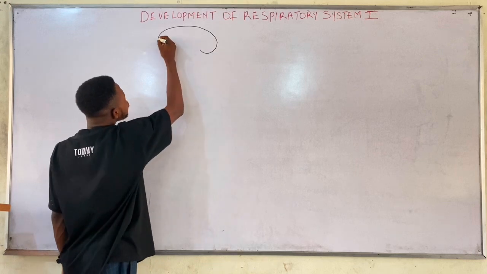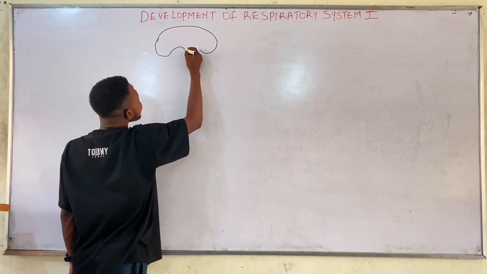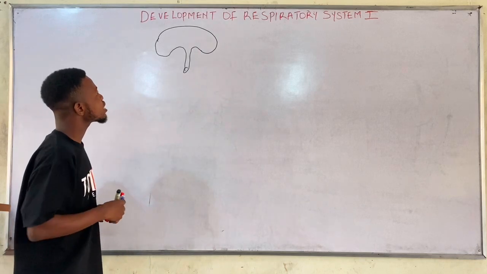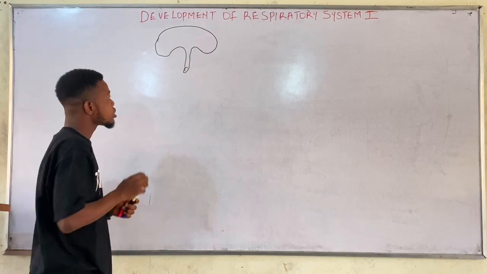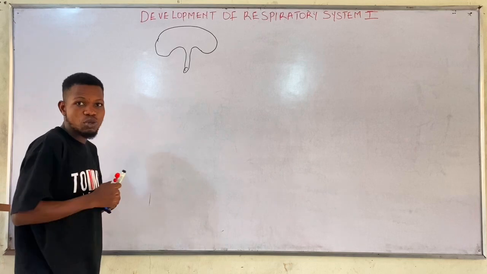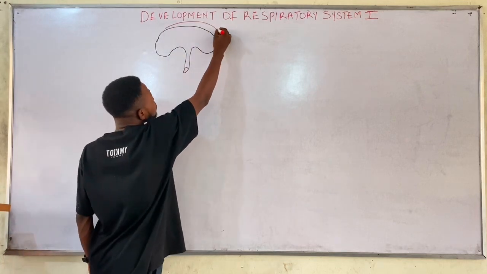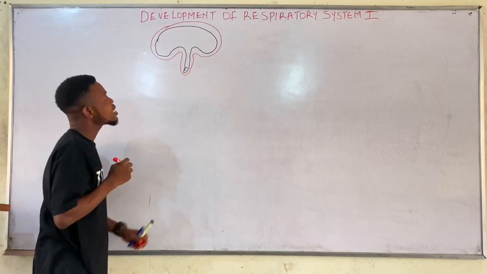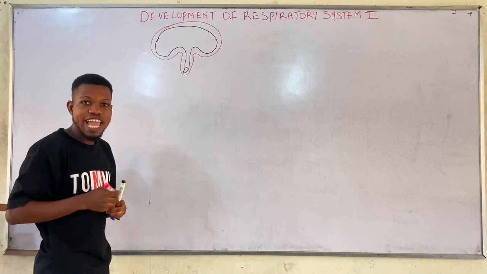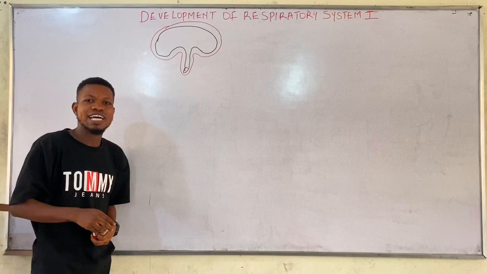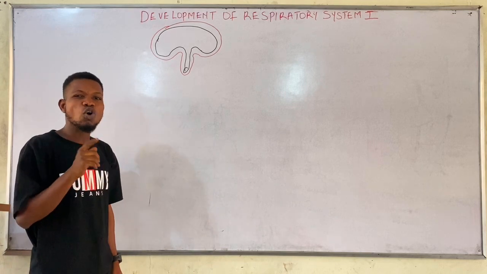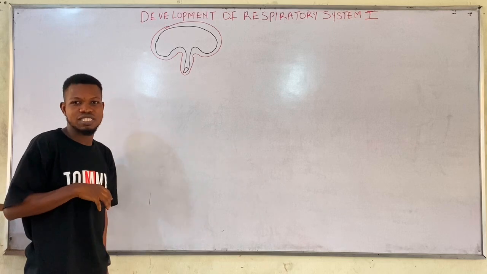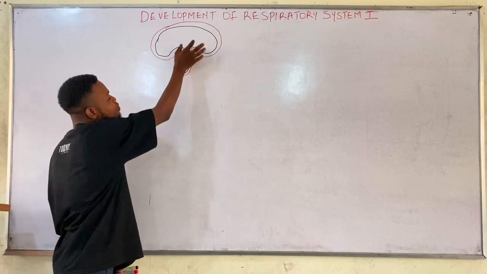So during the 4th week, we undergo what we call folding. If you don't forget, this is the endoderm. There's something around the endoderm, which we call the mesoderm. Then the outermost layer is what we call the ectoderm. But have it in mind that the respiratory system is gotten from the endoderm and the mesoderm, endoderm to be precise. Do you get? Because it is the endoderm that forms the gut tube.